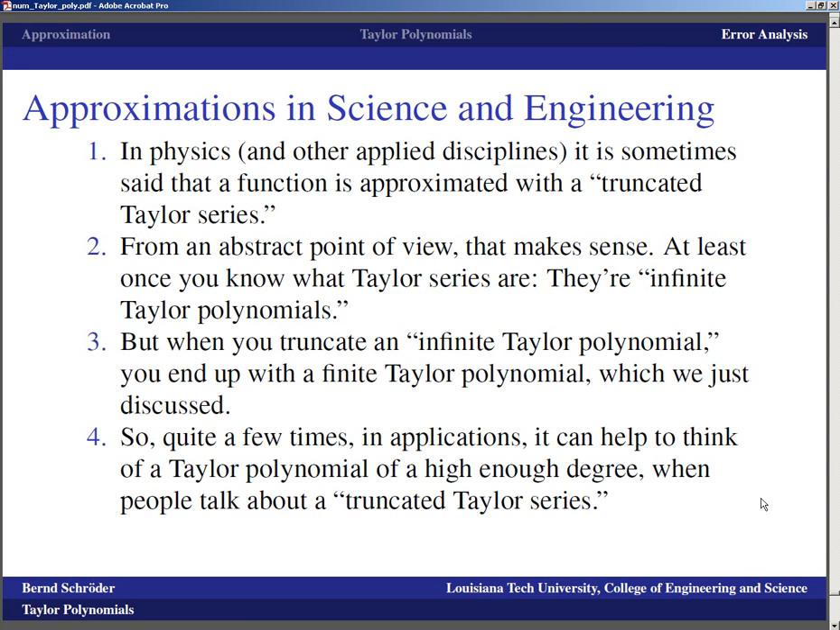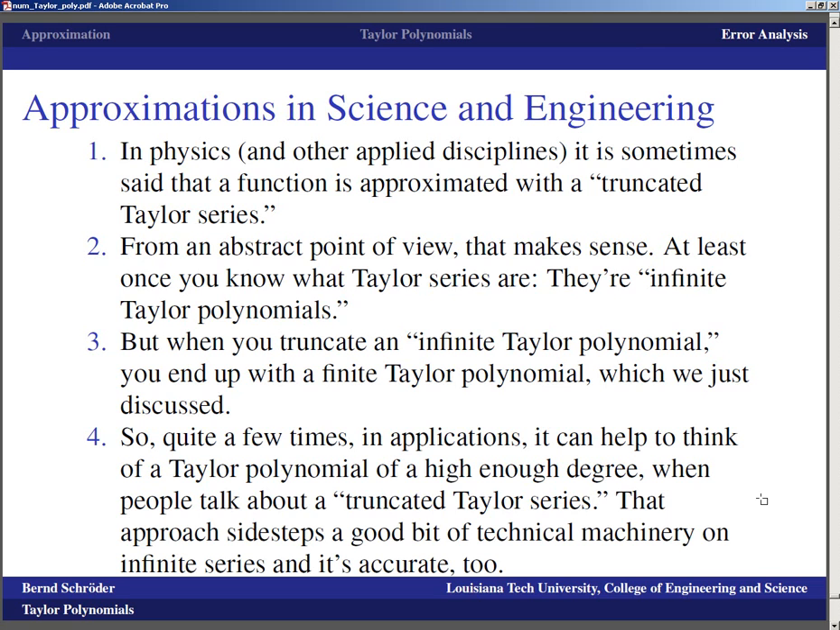So don't get tripped up by fancy language. That is certainly never good, because language can always be learned. And as you can see here, if we take this approach, then we do sidestep a good bit of technical machinery on infinite series, and it's just as accurate as what we would say otherwise.